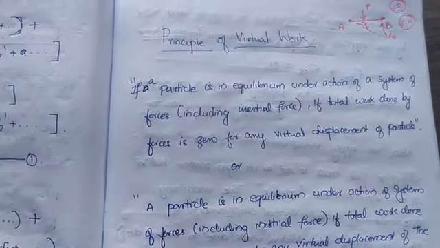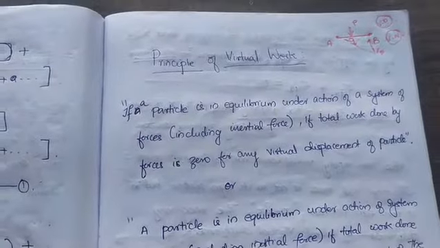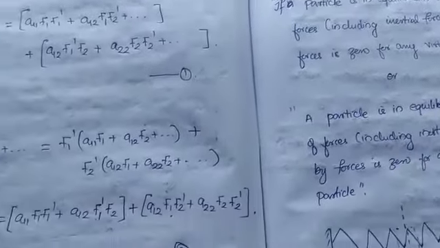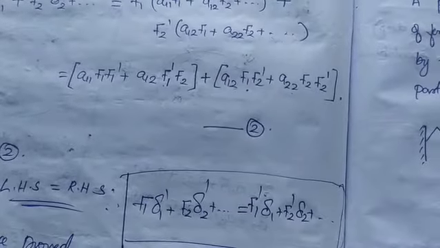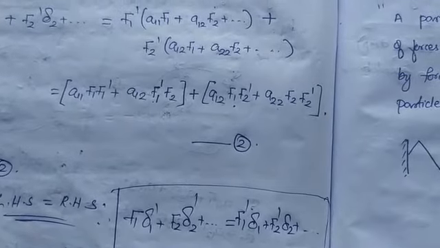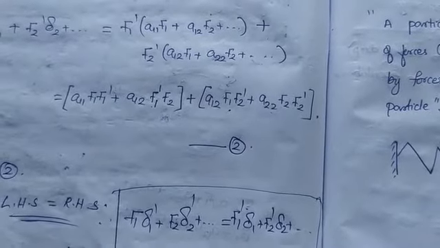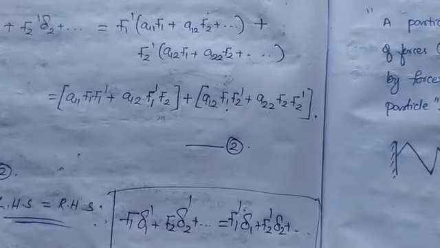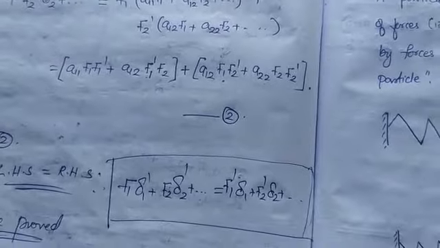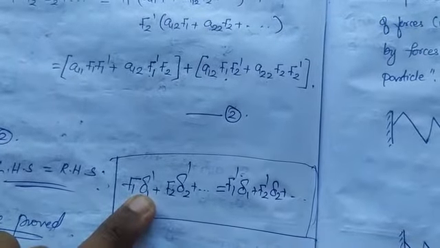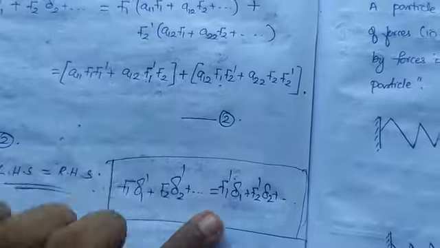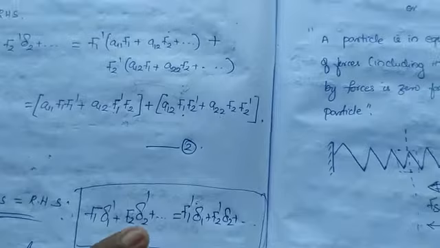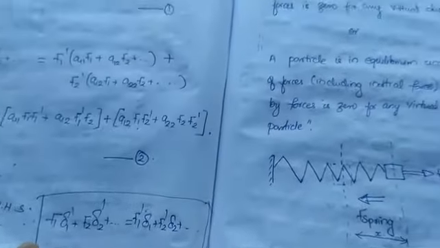Good morning. In the last class we were discussing Maxwell's reciprocal theorem, right? In that we proved that if there are two systems of force, the product of the first system of force into the second system's displacement is equal to the second system force into the first system's displacement. So this is what Maxwell's reciprocal theorem tells.